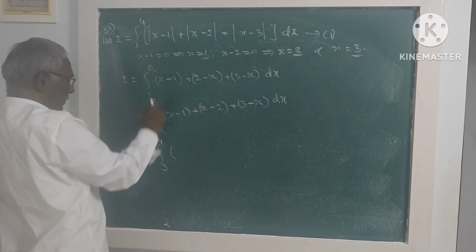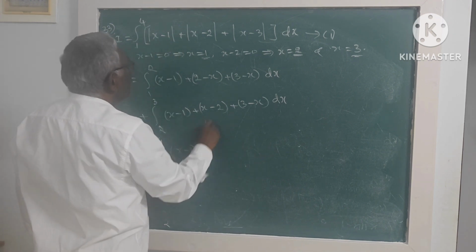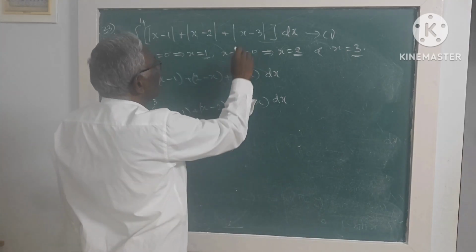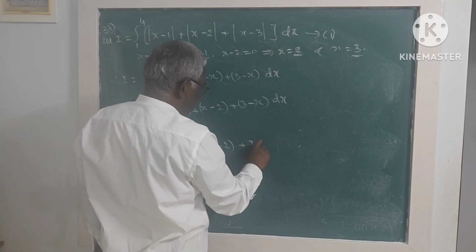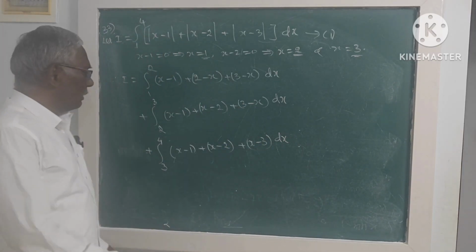Now take the value of 3.5. 3.5 minus 1 positive, so x minus 1. 3.5 minus 2, again positive value. Again positive value. So now we have removed the modulus.